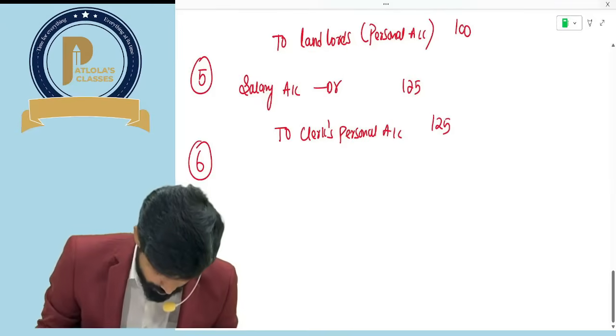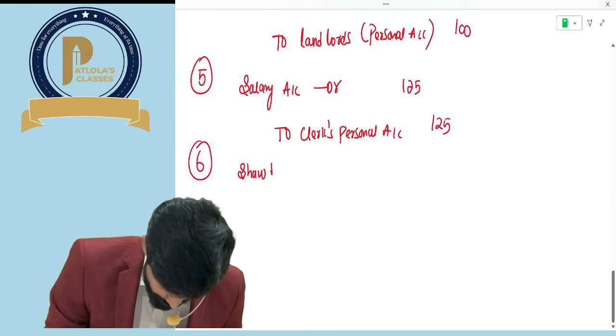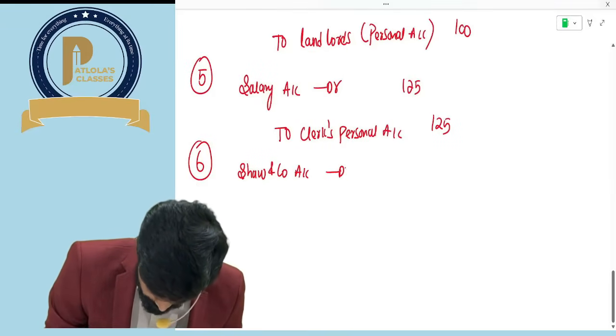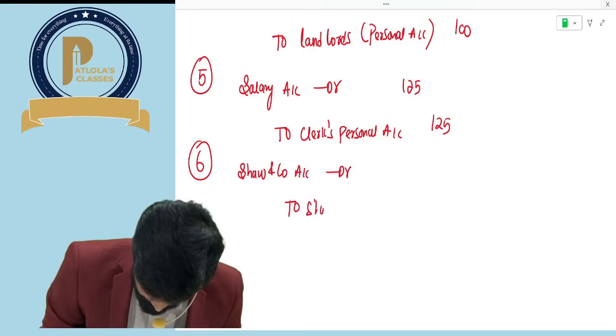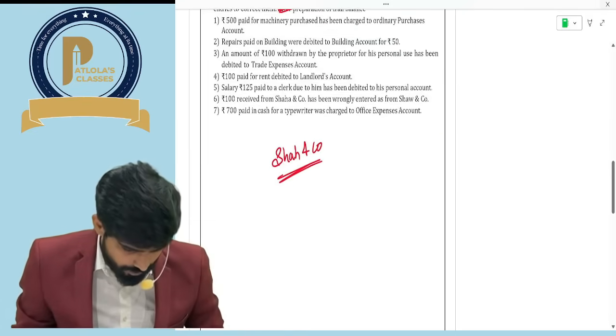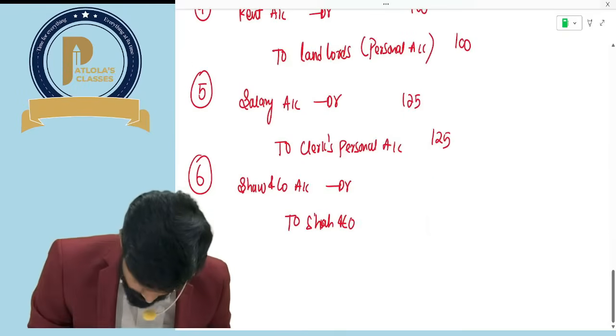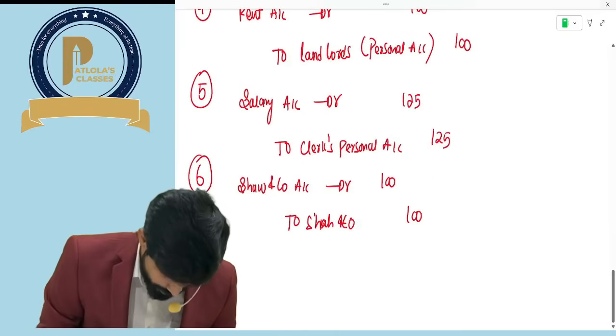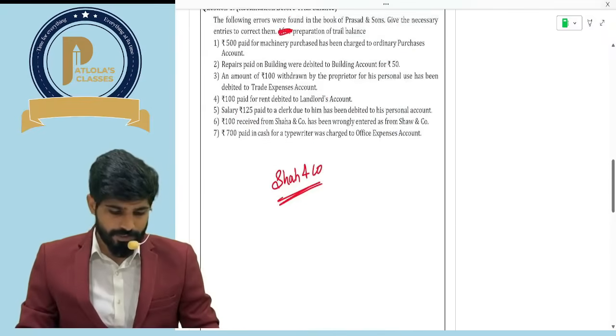So the entry will be Shaw and Co. account debit to Shah and Co. How much is the amount? The amount will be 100 once again. Okay, last one. What is the last one?